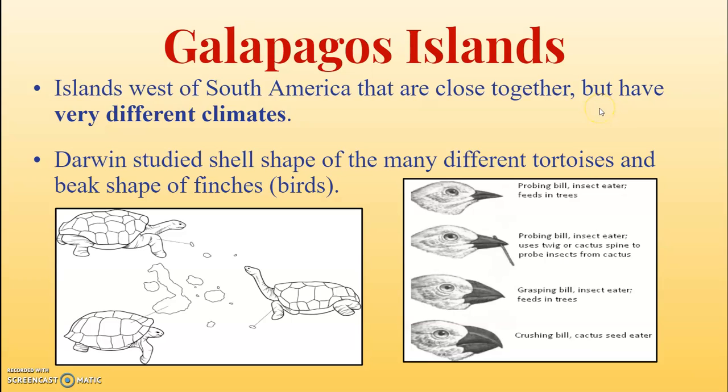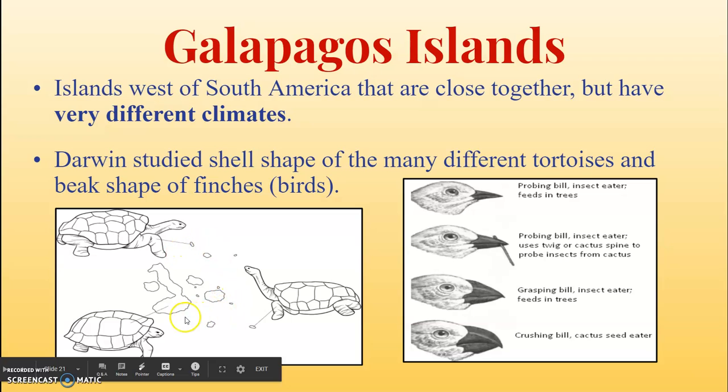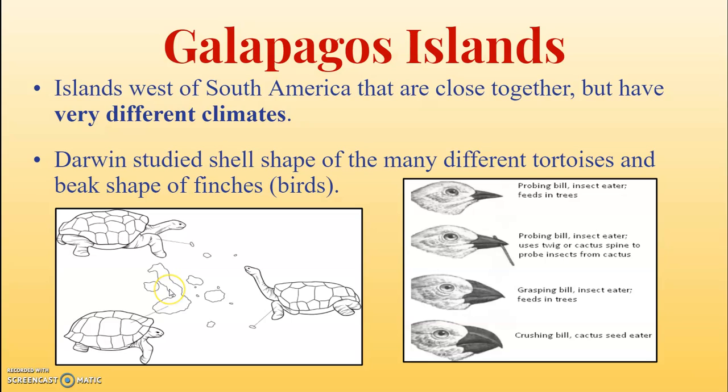So what did he do? He went to the islands west of South Africa that are super close together but have very different climates, called the Galapagos Islands. And so these islands, it looks like this. They all have different environments. So they might have one island with rocky shores, but one has lots of vegetation, things like that. And he studied two different organisms mainly. He studied the shell shape of many tortoises. So he looked at the shapes of shells of tortoises. And he also looked at the beak shape of different finches, this specific type of bird here.